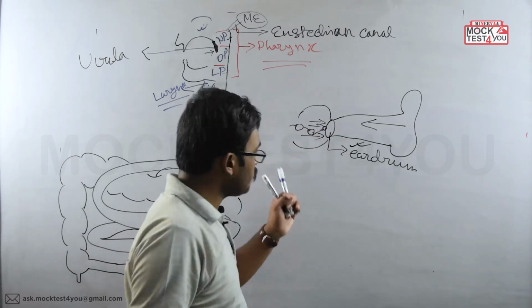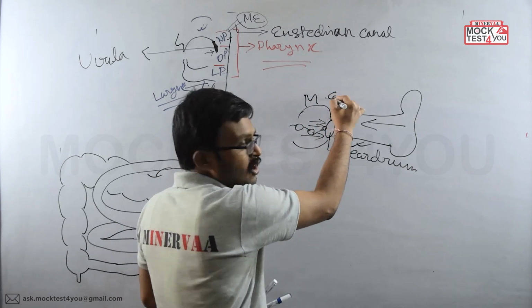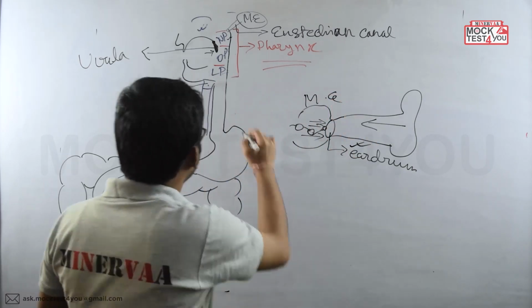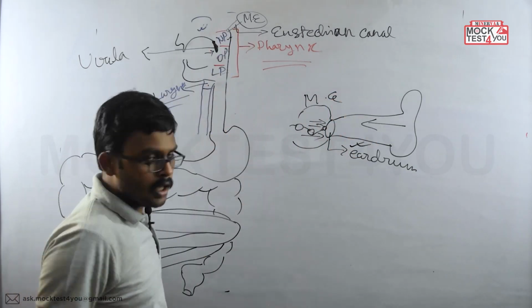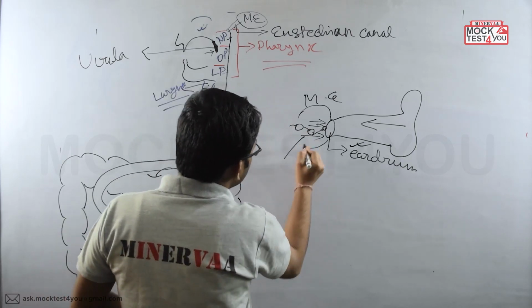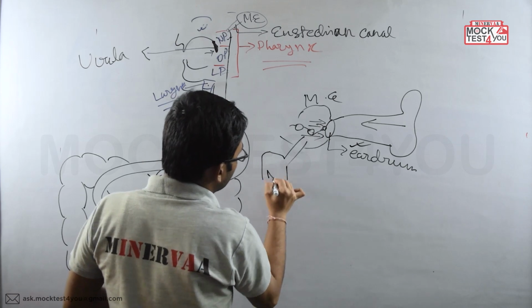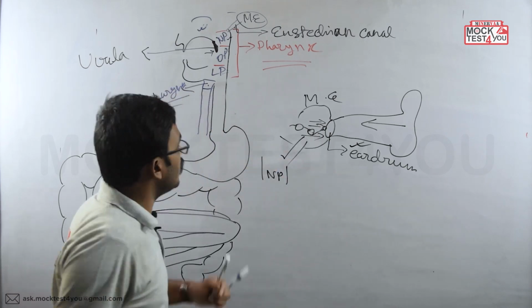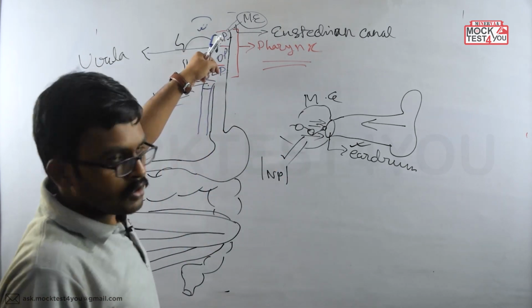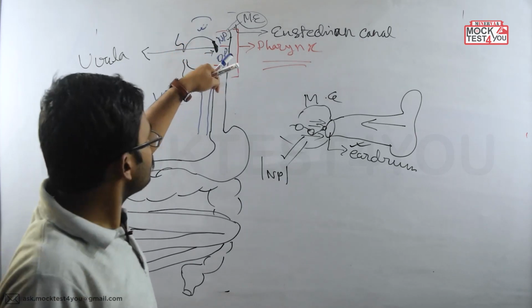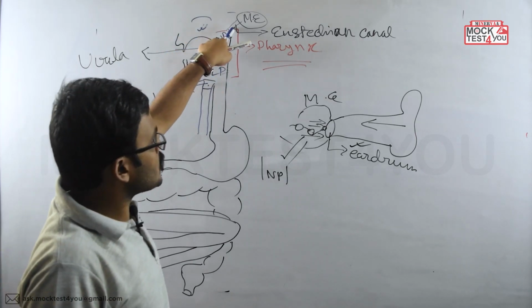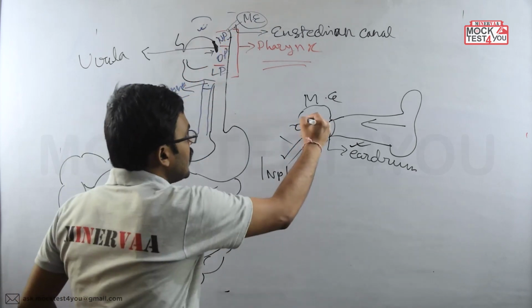we need the same amount of air pressure from the opposite side also, meaning from the side of the middle ear. And that is possible only because of this Eustachian canal, because this Eustachian canal is connected to the nasopharynx region. Now here at the nasopharynx region the air is coming, right?